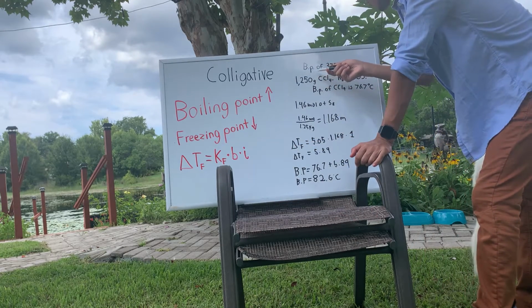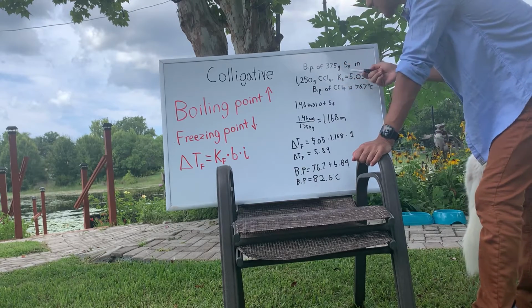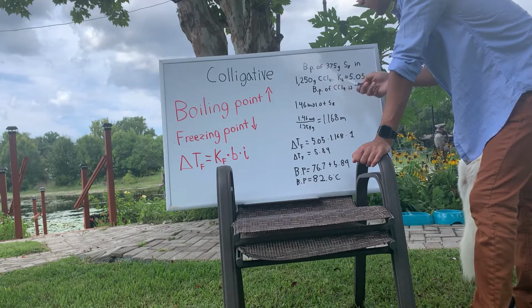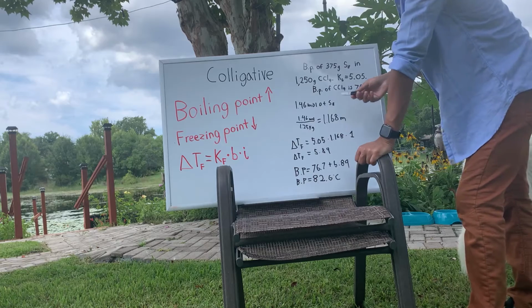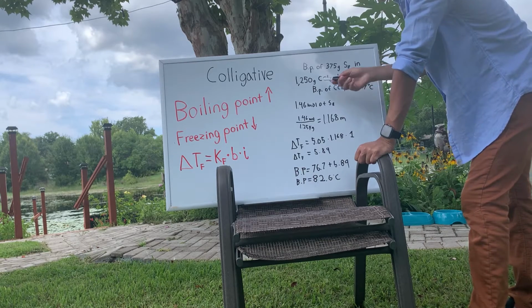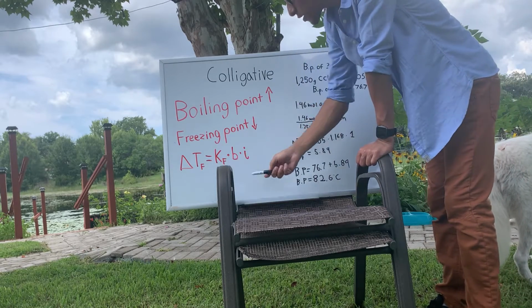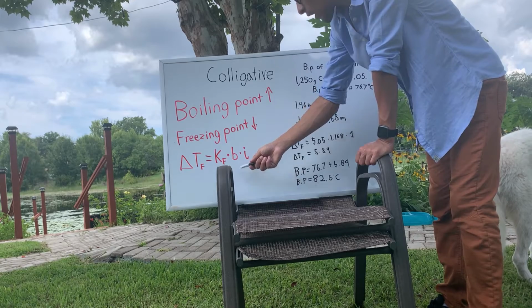Calculate the boiling point of a solution that has 375 grams of S8 and 1,250 grams of CCl4. We are given the K constant, and we're given the boiling point of CCl4 of 76.7. So first, let's look at our formula. We have our constant. Next, we need to find the molality of our solute.